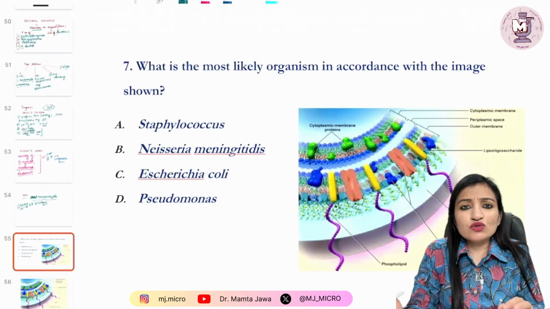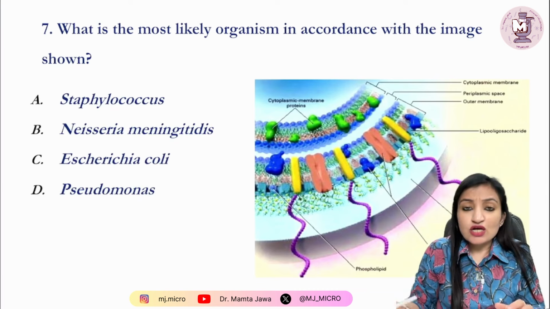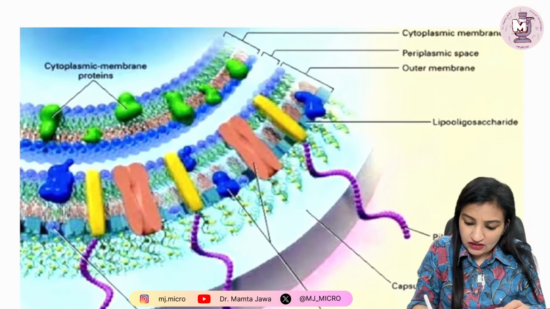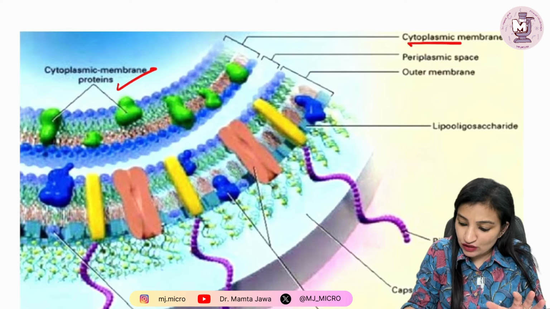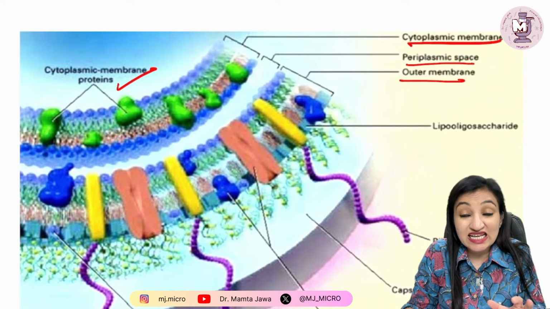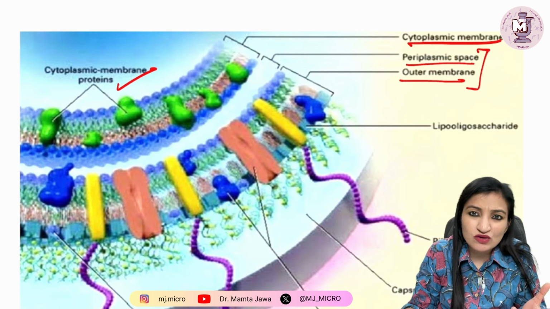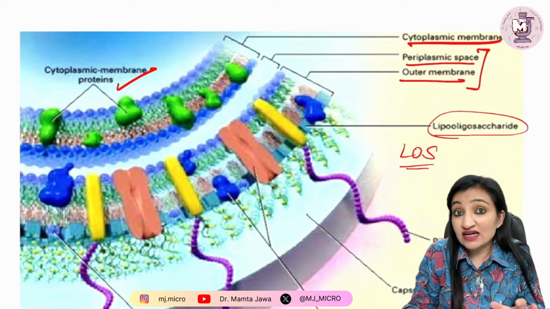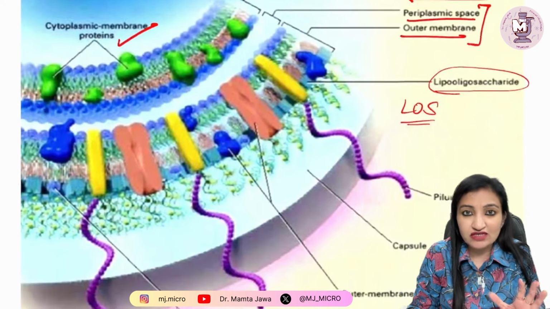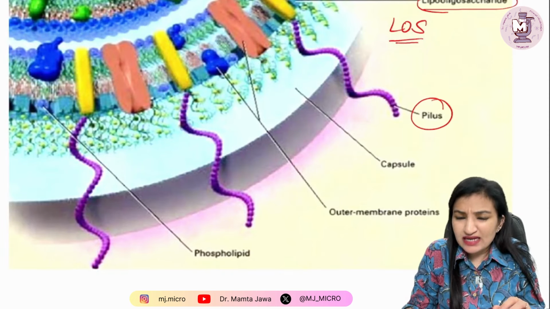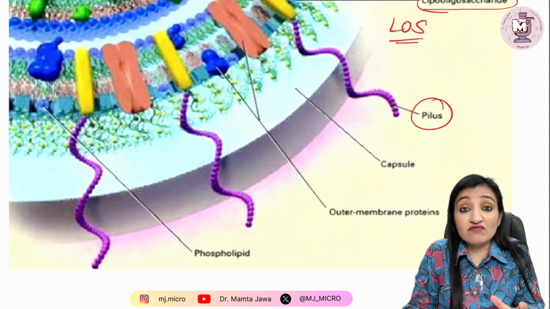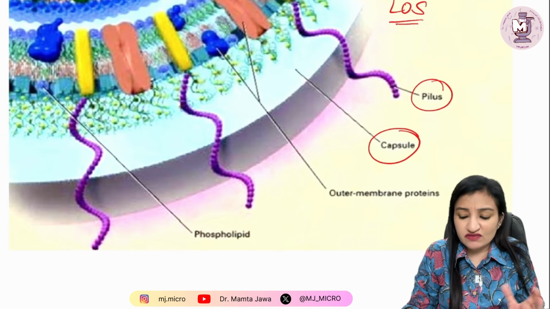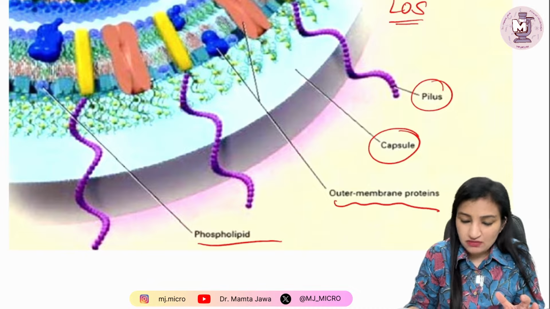Next question, what is the most likely organism in accordance with the image shown? तो पहले image देख लेते हैं. Now look at this. So you can see, okay, cytoplasmic membrane के ये proteins हैं. This is the membrane. This is cytoplasmic membrane. Periplasmic space, outer membrane. They have mentioned periplasmic space, outer membrane. What more do we want? It's a gram-negative organism. They have also mentioned lipo-oligosaccharide. There's a difference between lipopolysaccharide and lipo-oligosaccharide. Tiny difference. I'll tell you in just a bit. Then pilus. Pilus again is something which is there in gram-negative bacteria for attaching to the host cell receptors. And capsule is an optional structure, can be seen in both gram-positive and gram-negative. Then outer membrane proteins, and these are the membrane phospholipids.